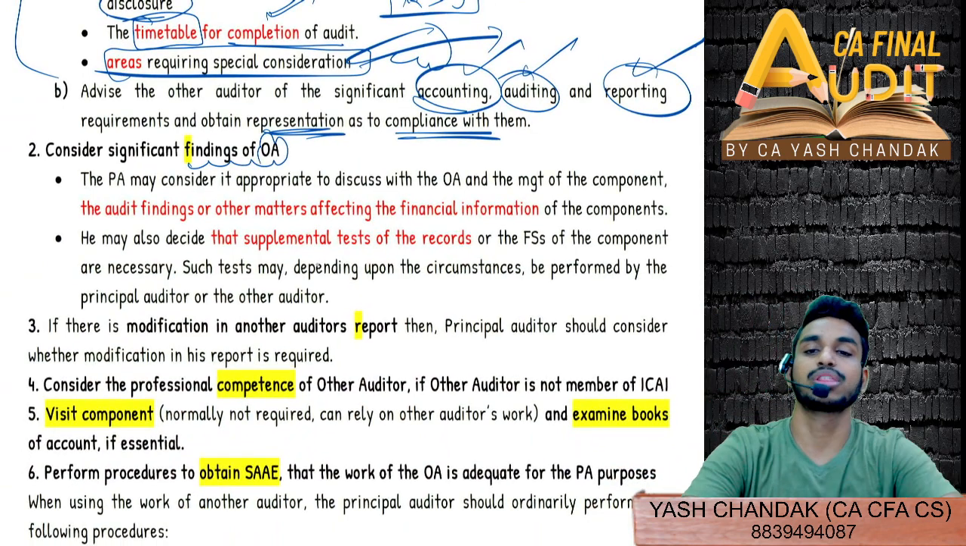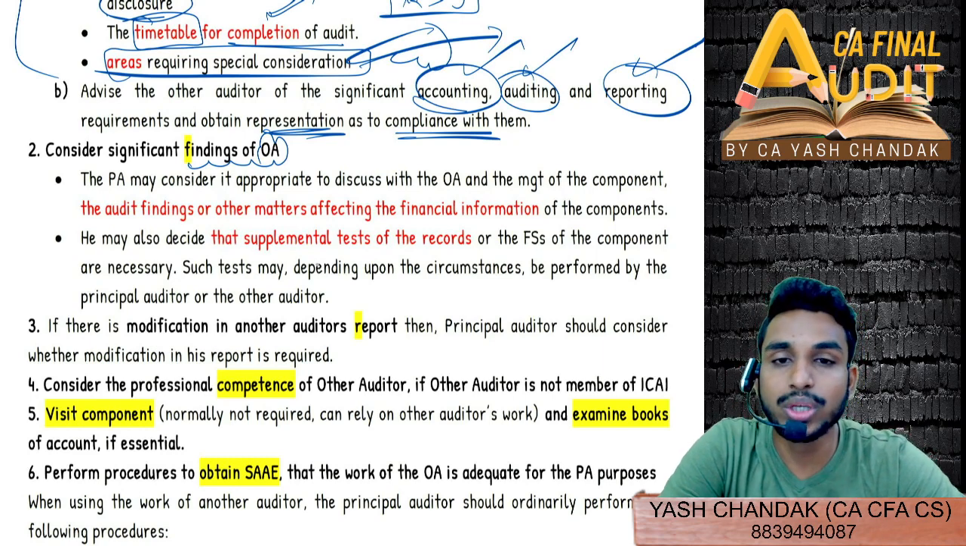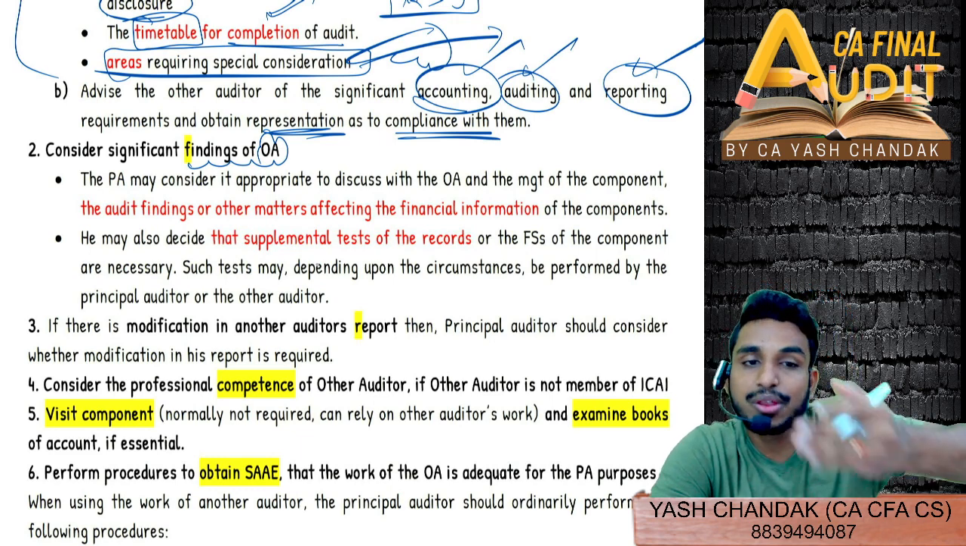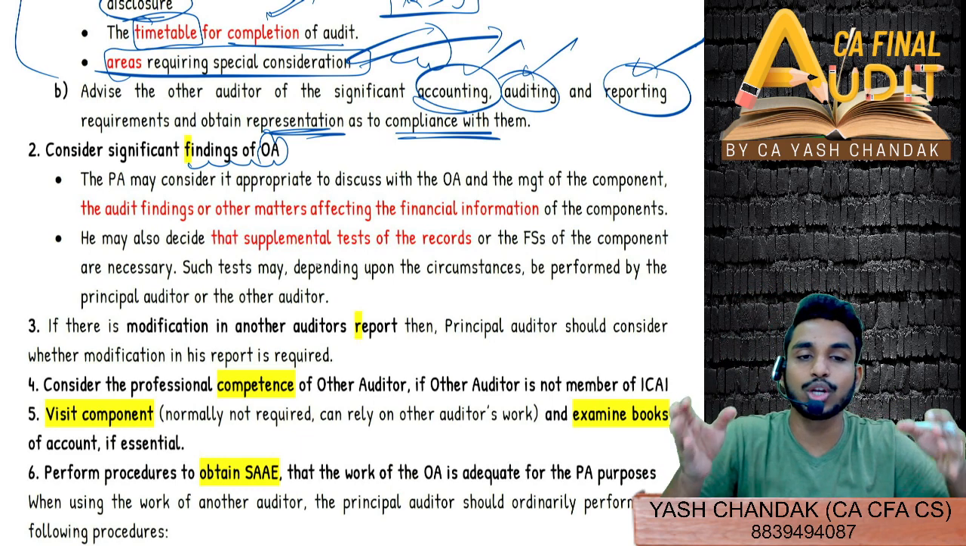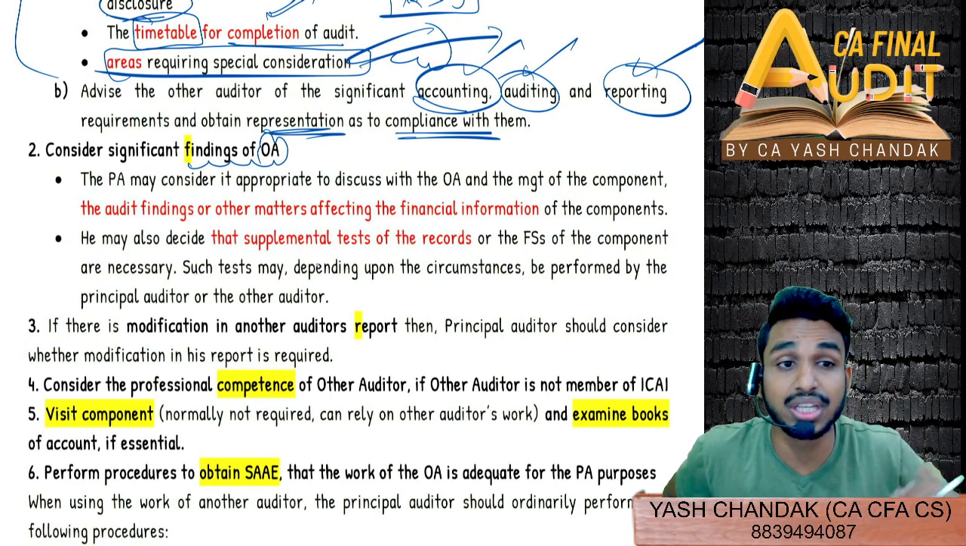So the other auditor will also be doing the audit, applying all the audit procedures as per Standards on Auditing, and he will be coming up with a lot of findings, right? So all these audit findings, or any other matters regarding any financial information, we will have to discuss with the principal auditor. That means the principal auditor and the component auditor will discuss all these key findings, significant findings.